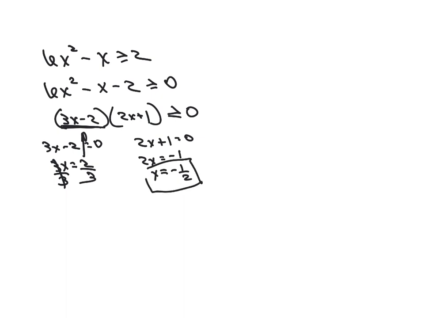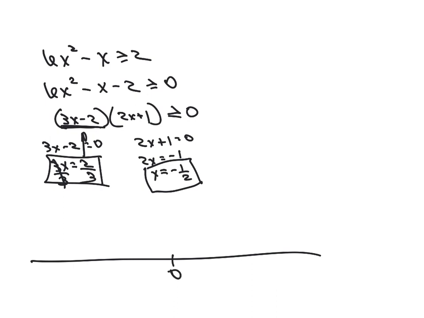So those are the two numbers that we're going to put on our number line. So let's put 0 there. And I've got -1/2. And positive 2/3. And it really doesn't matter if you graph them correctly. We just need to have them on the correct side of the 0. Okay, that's really all I care about.